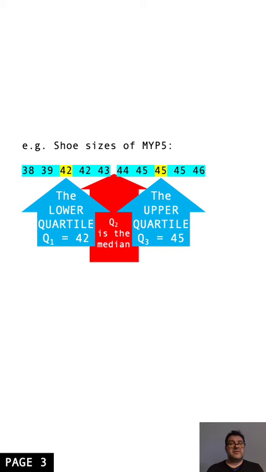And then the median is Q2, the middle value. So the quartiles are those three values that split the data into 4 quarters. The bottom 25%, the next 25% up to the middle, the next 25% after that, and then the top 25%.